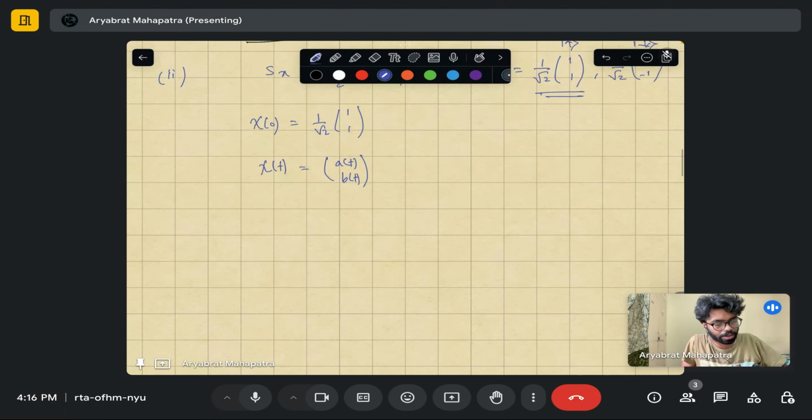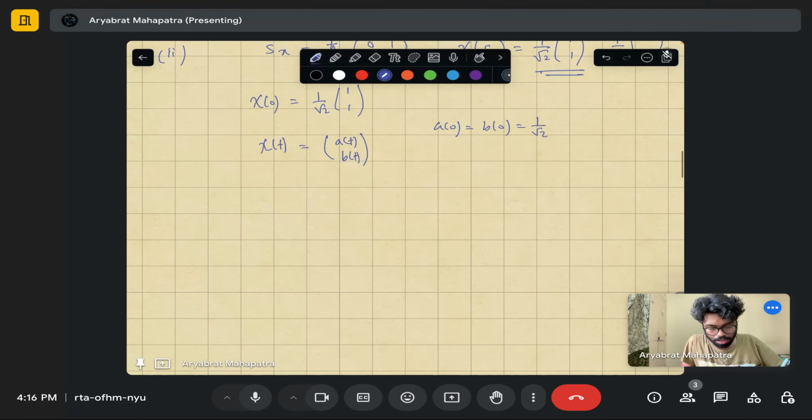Like we'll see, we have to determine this chi of t, where a of 0 equals b of 0 equals 1 by root 2. That is given to us, so that is the initial state of the electron. Now, if I have to calculate this chi of t, then I have to start from the Schrodinger equation.